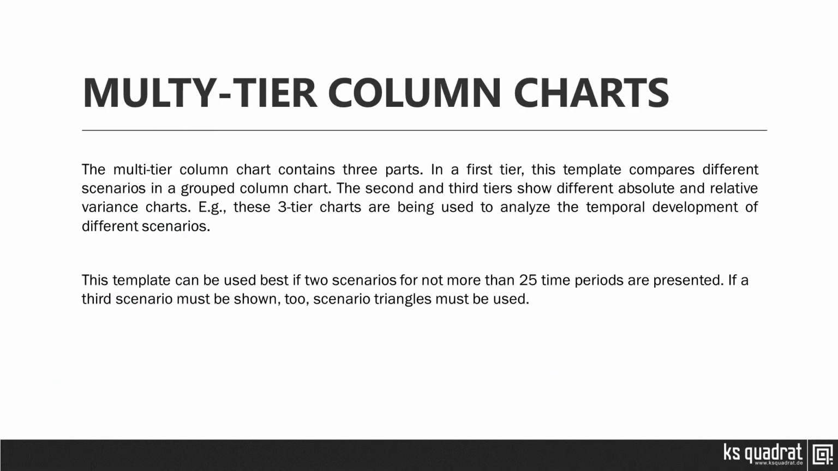Multi-tier column charts. The multi-tier column chart contains 3 parts. In the first tier, this template compares different scenarios in a grouped column chart. The second and third tiers show different absolute and relative variance charts.